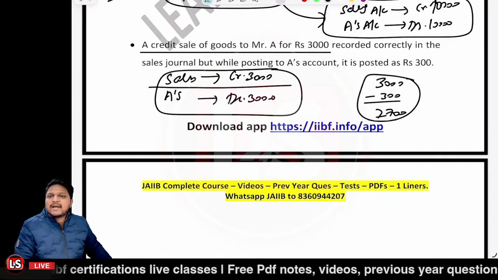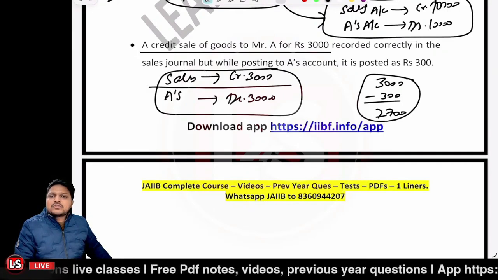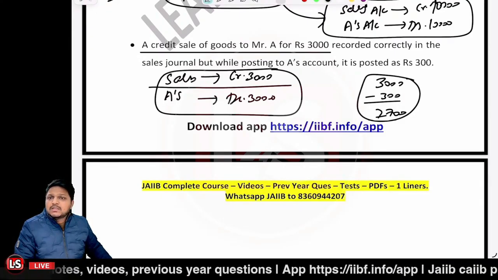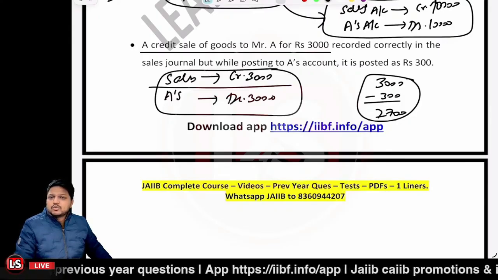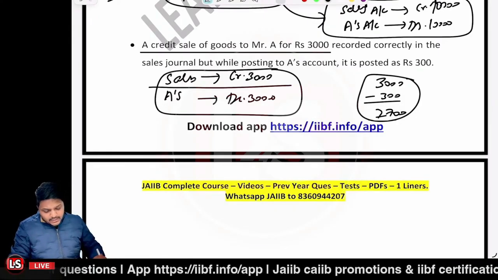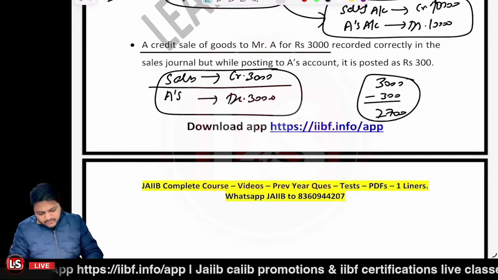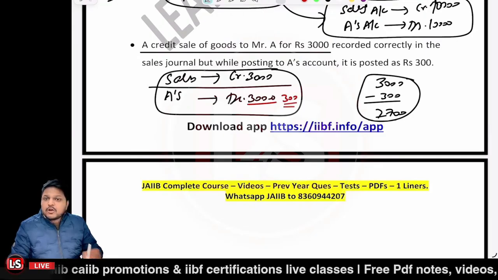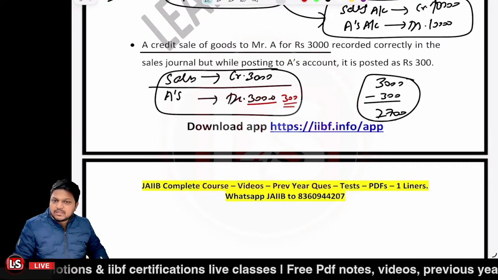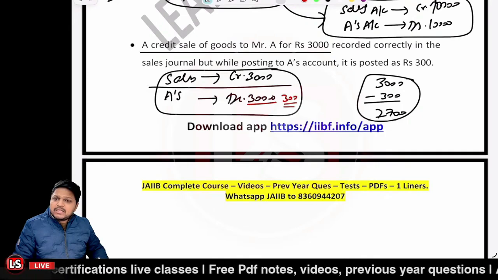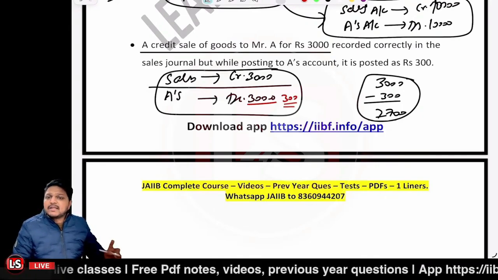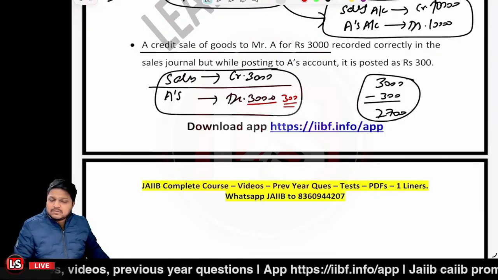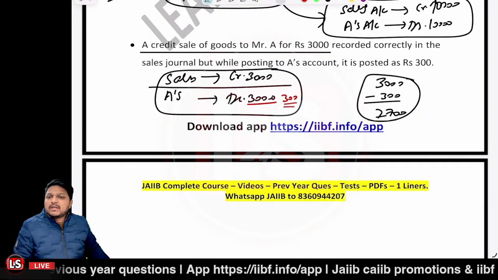So this is also an error of commission, because we have posted the wrong amount to the correct account, right? So this is basically undercasting. And further, now our debit side is short. Why? Because we were to post rupees 3,000 here, we posted just rupees 300. So our debit side is short by rupees 2,700. So the debtor is understated in this scenario, right? And what will be the rectifying entry over here?